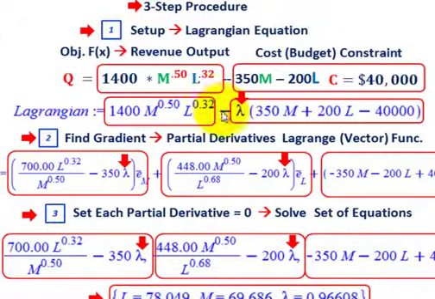So we'd have a negative sign here, then add in your Lagrangian or your artificial variable, times 350 for material plus 200 for labor, and then you subtract from it your cost constraint, that $40,000 in this case. So that's our Lagrangian equation here. Then you just find the gradient, or take the partial derivatives of that Lagrangian or vector function.